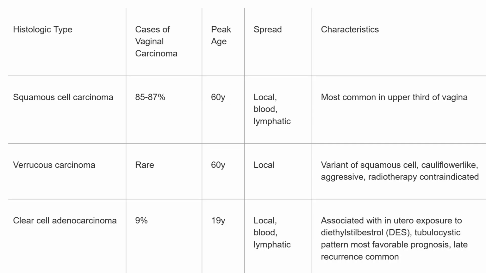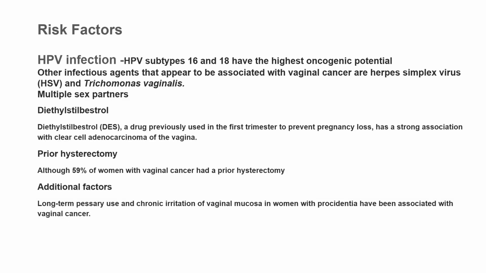Then clear cell carcinoma, an adenocarcinoma, is one more type, which is less common and seen in younger age. So when a vaginal lesion is seen in a younger age, it could be adenocarcinoma. It also spreads through the bloodstream and is often due to exposure to diethylstilbestrol or contraceptives or hormonal drugs, and it usually presents as a cystic pattern and has a better prognosis.